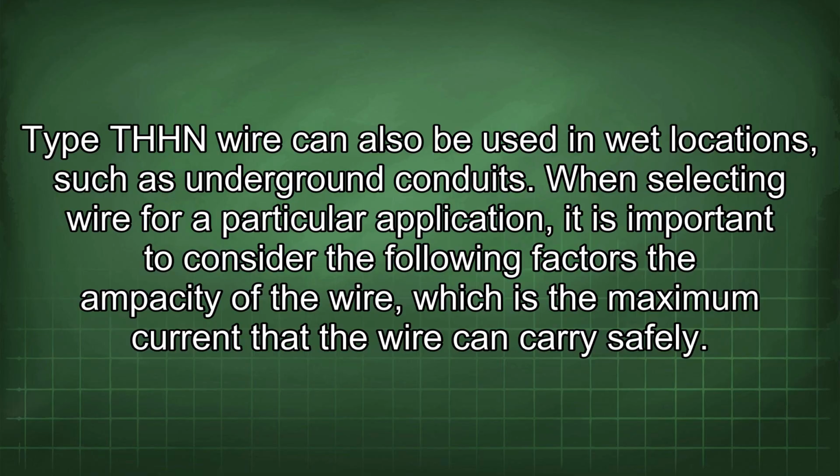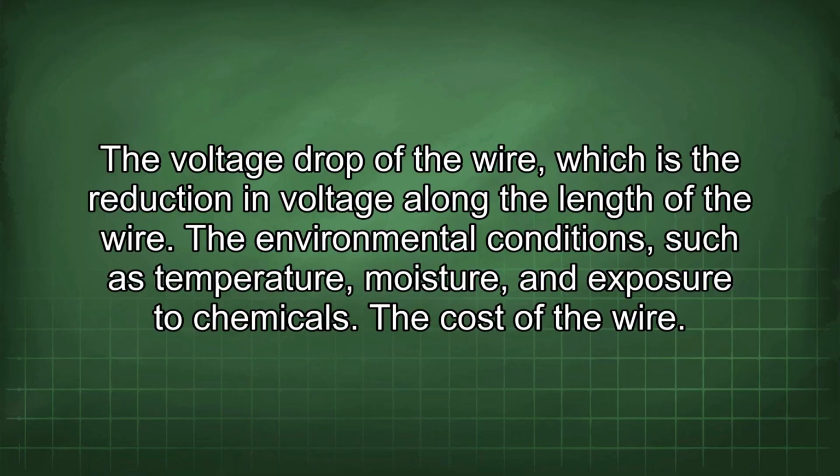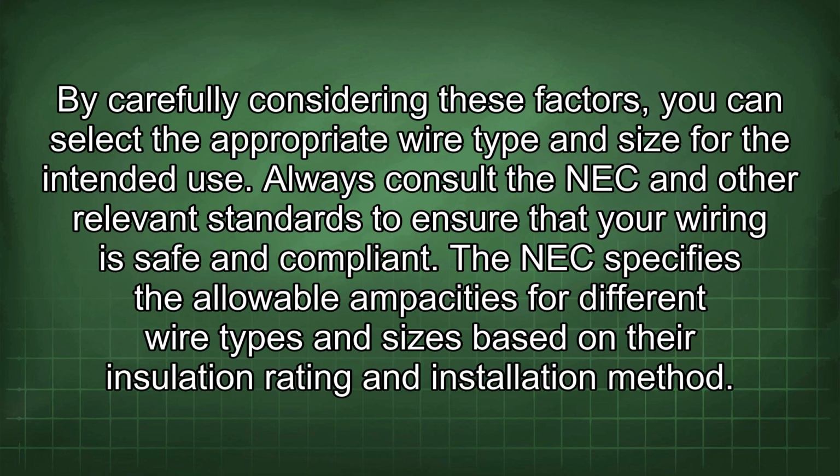When selecting wire for a particular application, it is important to consider the following factors: the ampacity of the wire, which is the maximum current that the wire can carry safely; the voltage drop of the wire, which is the reduction in voltage along the length of the wire; the environmental conditions, such as temperature, moisture, and exposure to chemicals; and the cost of the wire. By carefully considering these factors, you can select the appropriate wire type and size for the intended use.